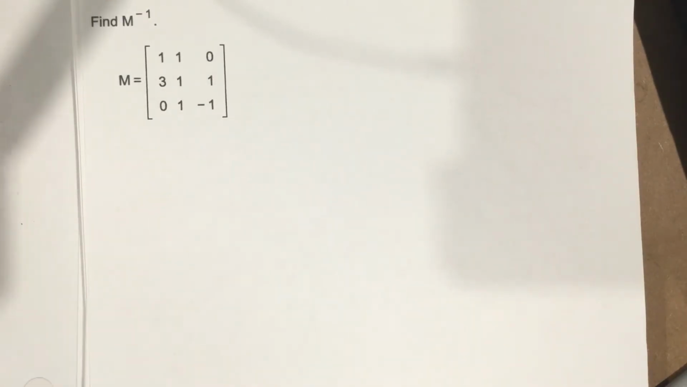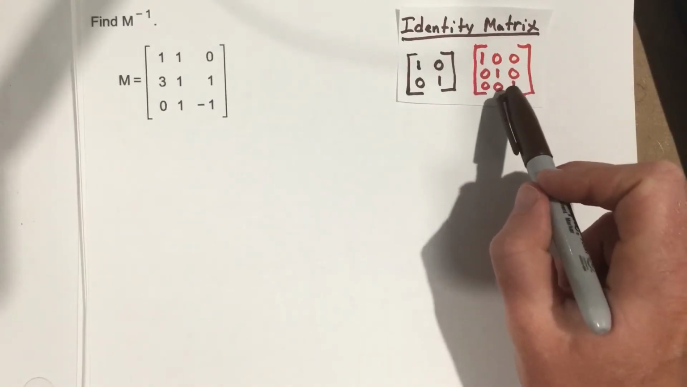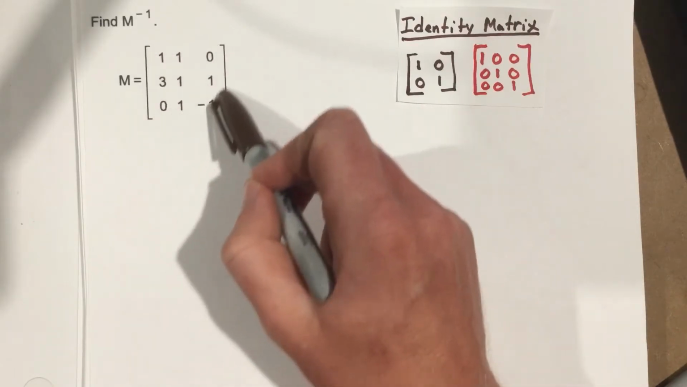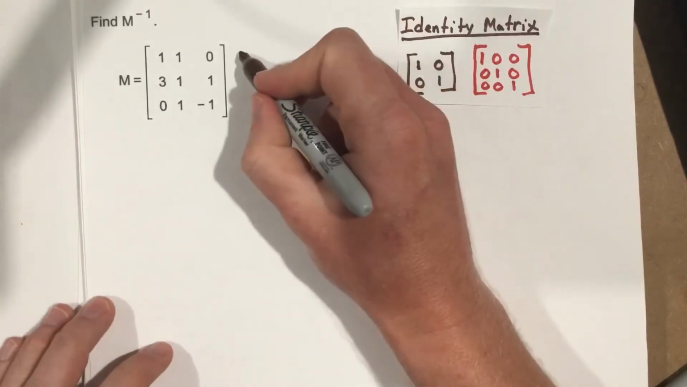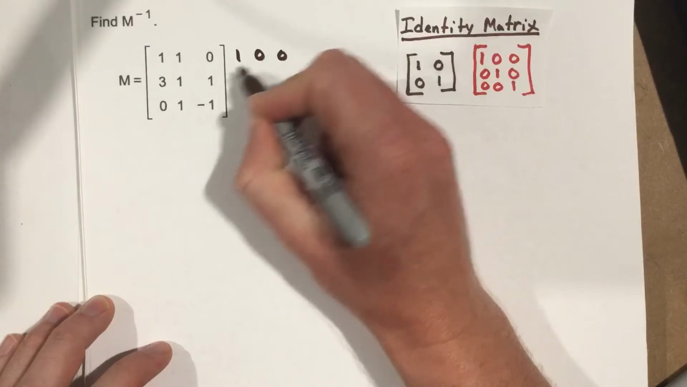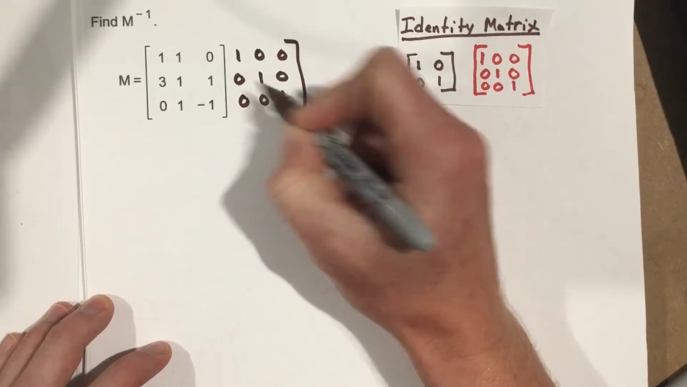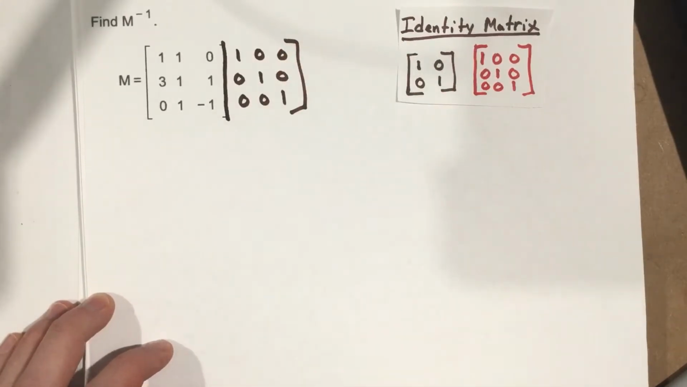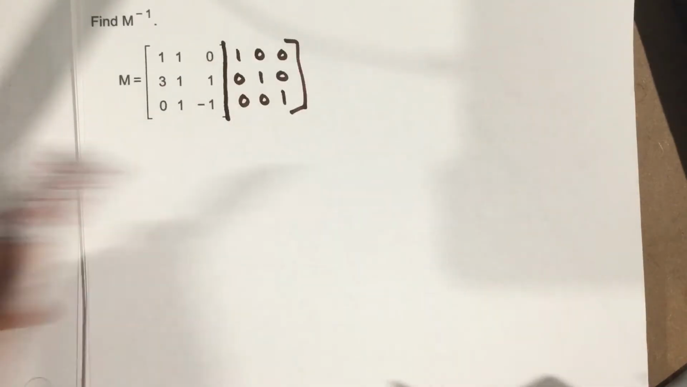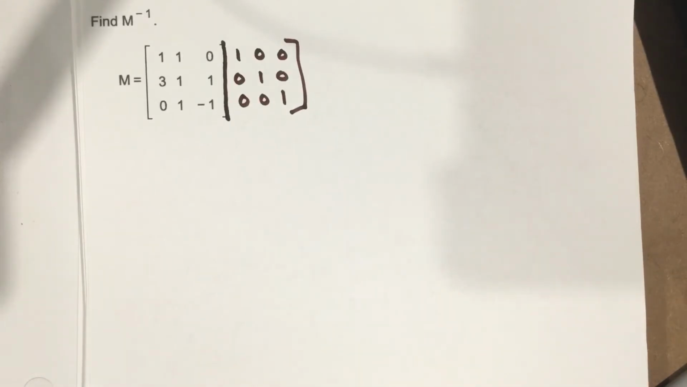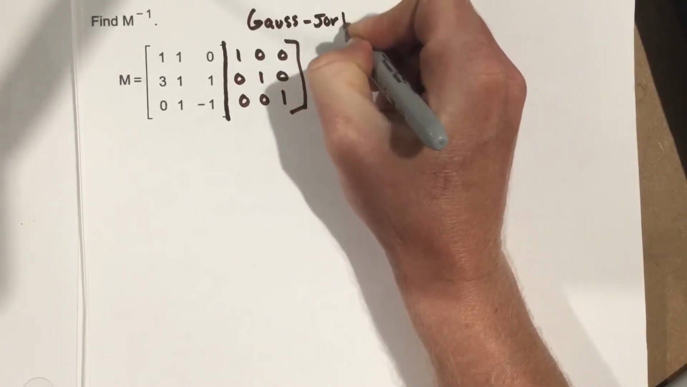So just like we did in the previous problem, we want to take the identity matrix, except this time we're going to use a 3 by 3. And we want to essentially take this matrix and set it equal to this matrix. So all I'm going to do is write 1, 0, 0, 0, 1, 0, and 0, 0, 1 right next to this. And I'm going to pretend that the middle bracket is actually just that line where we set it equal. So now we're going to use Gauss-Jordan elimination to find the inverse.